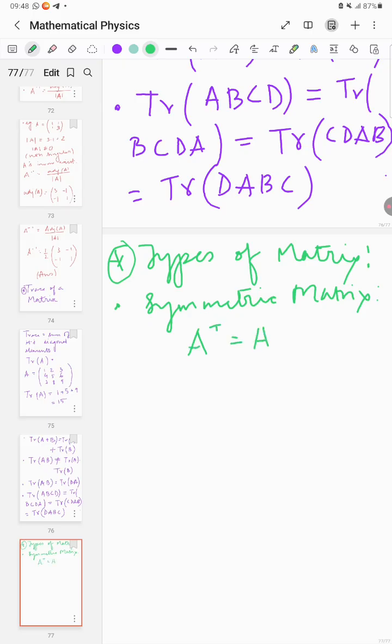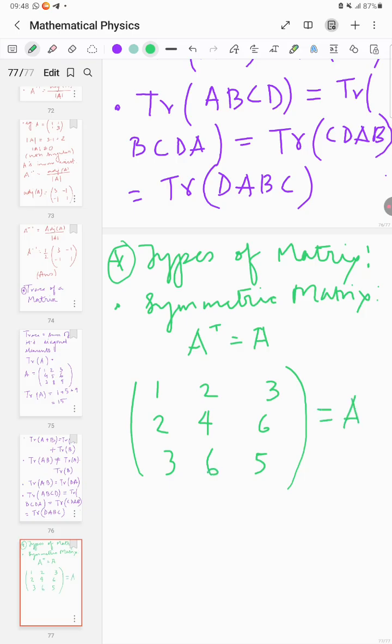That is, if you change the rows into columns of a matrix, the matrix remains identical. There's no change in it. Let us give an example. Alright. So consider the matrix 1, 2, 3, 2, 4, 6, 3, 6, 5. Let us consider this to be A.